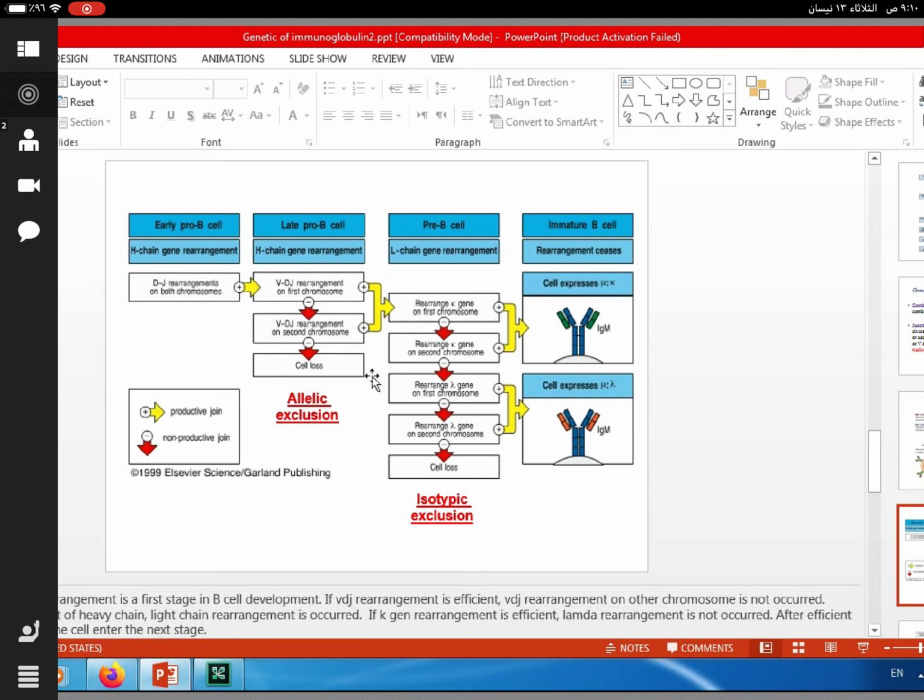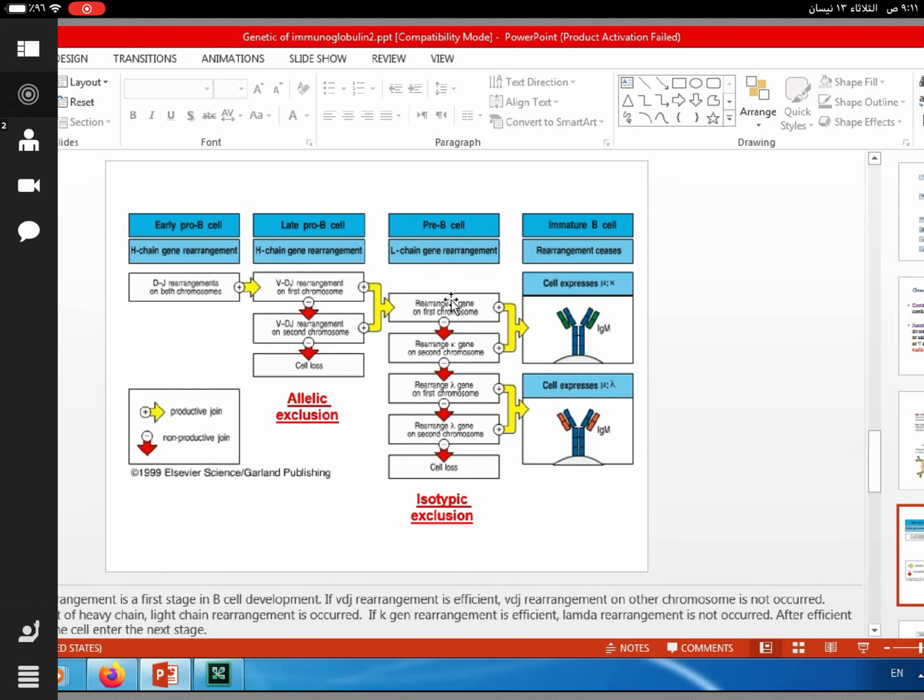After efficient rearrangement of the heavy chain, light chain rearrangement occurs. In the first step, kappa is rearranged. If kappa gene rearrangement is efficient, lambda gene rearrangement does not occur. This phenomenon is named isotype exclusion. So, for the light chain, we can see allelic exclusion and isotypic exclusion, while on the heavy chain, only allelic exclusion occurs.